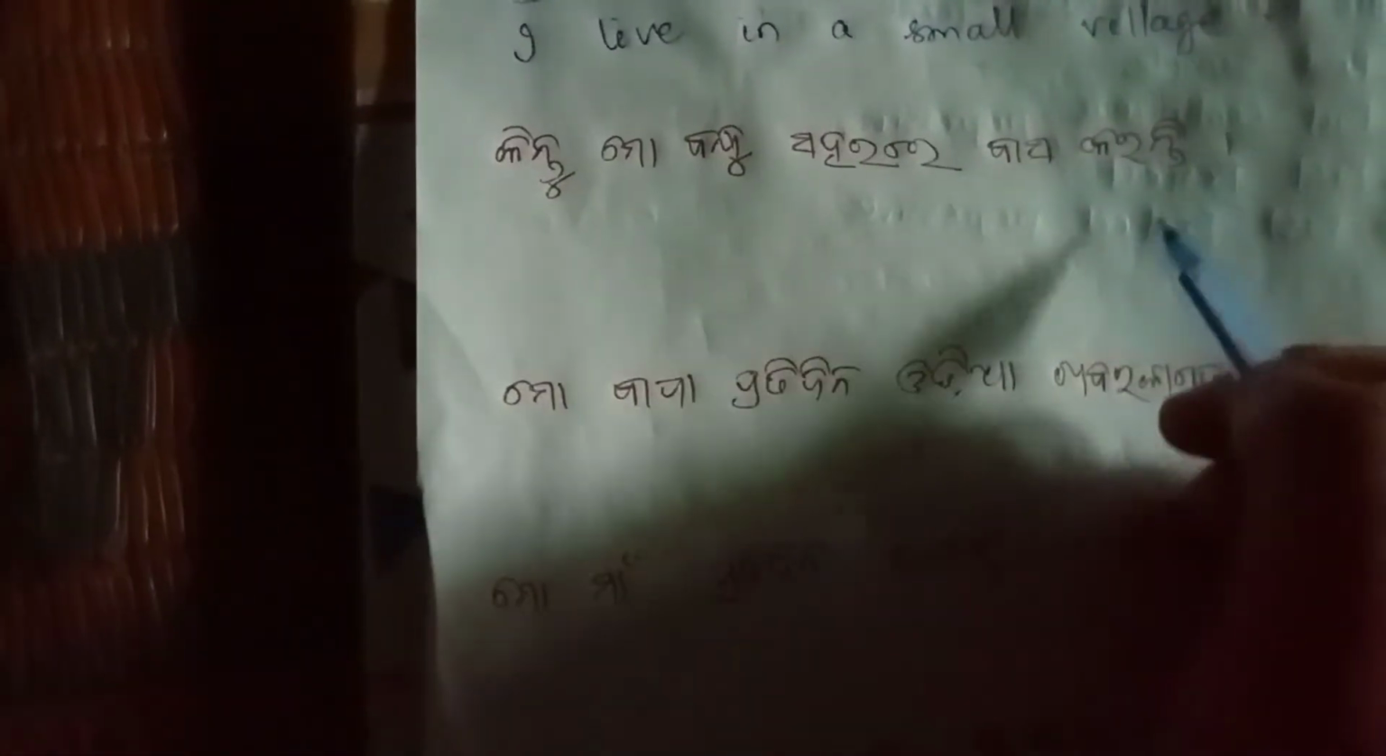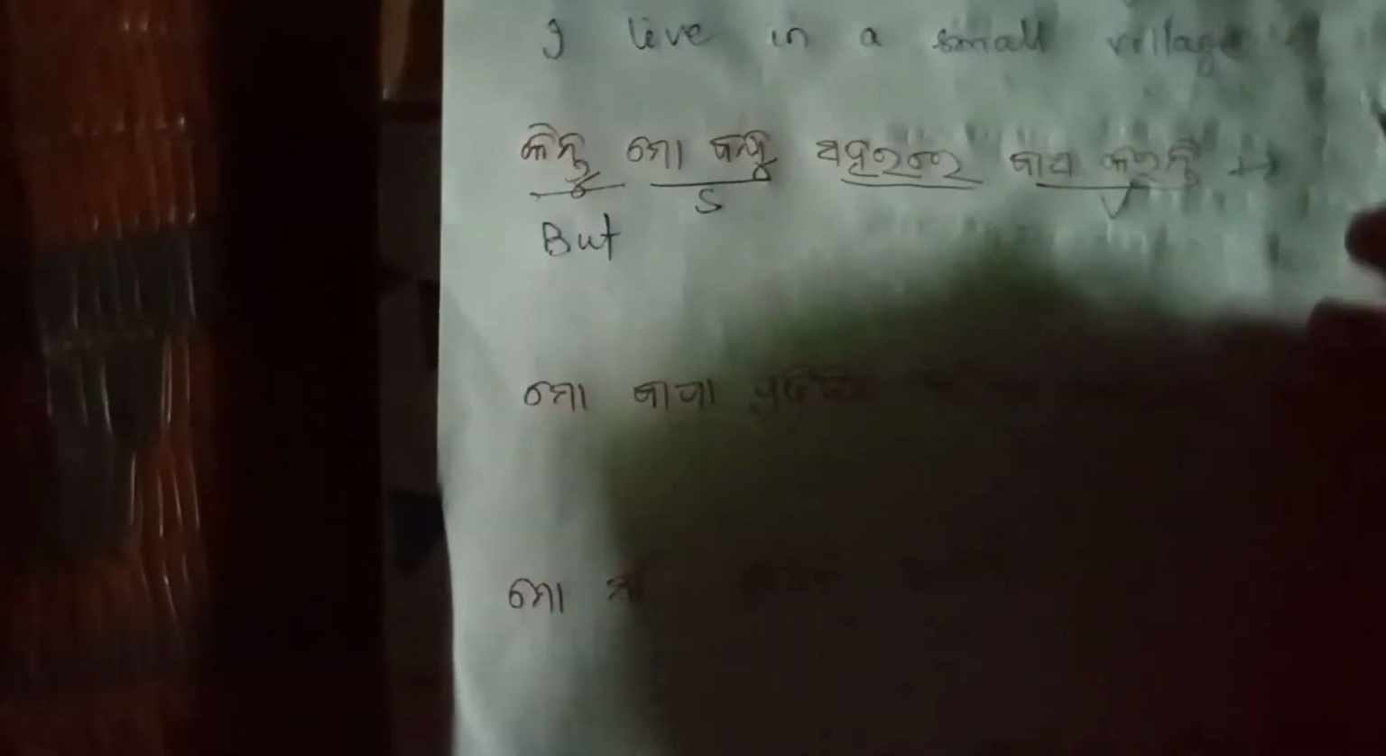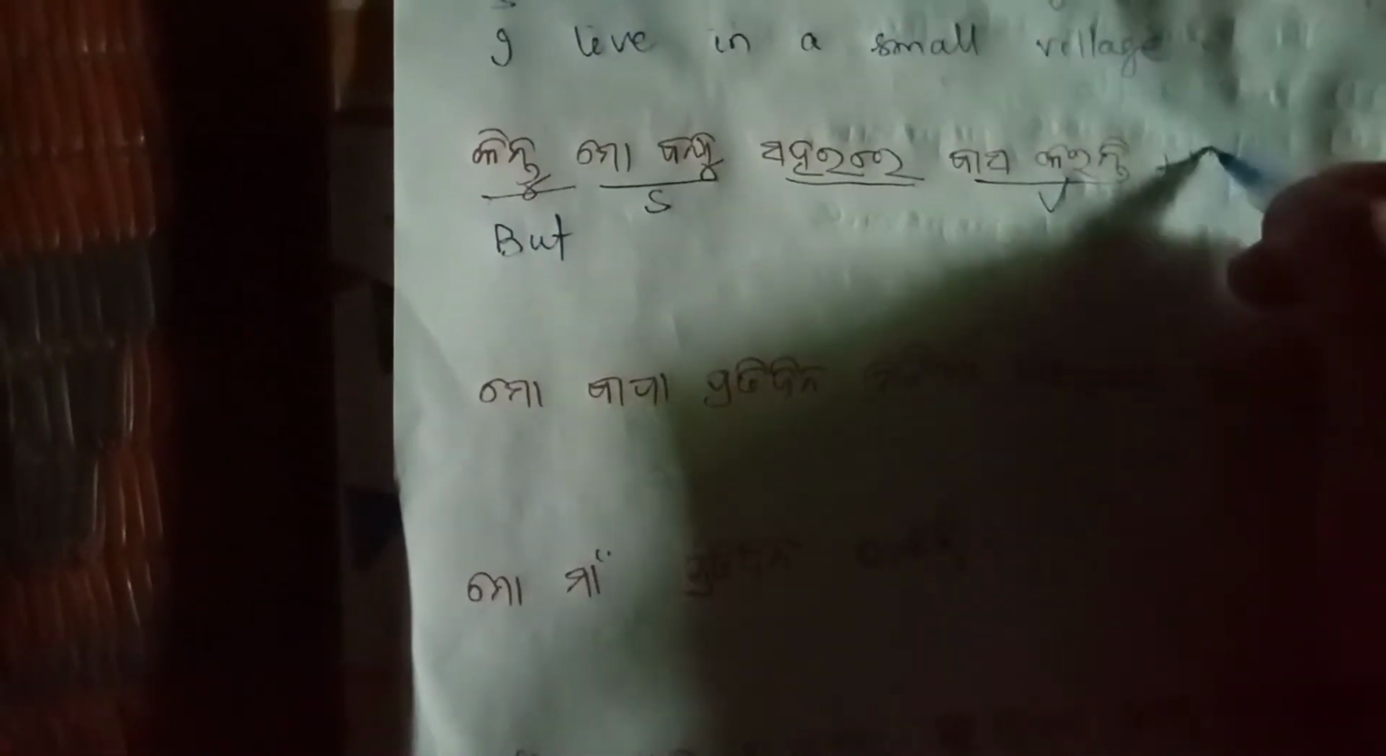So you got it. Then the next sentence we will see. Kintu mo bondhu sohor re baso karanti. Kintu is but in English. Baso karanti is your verb, mo bondhu is the subject, and sohor re is the object. Mo bondhu is the third person singular number. If a sentence in the present simple tense has a third person singular subject, we add s or es to the verb. This is also the present simple tense. Understand?